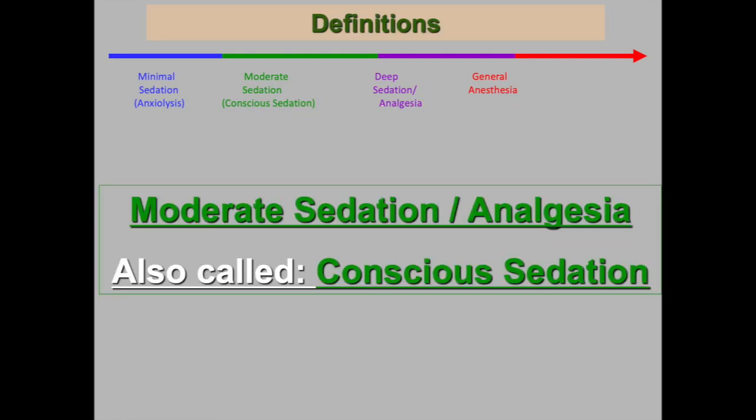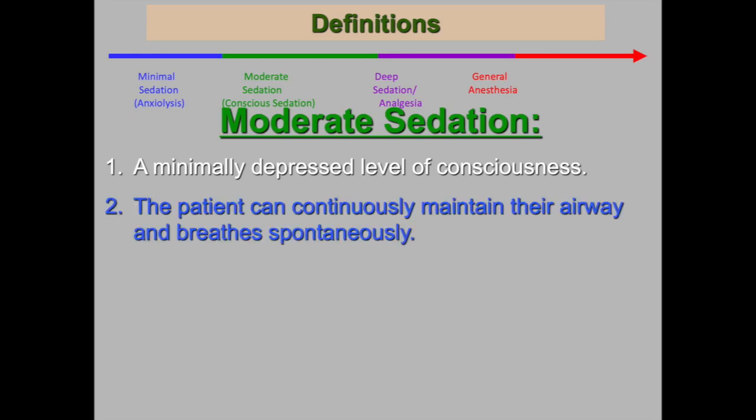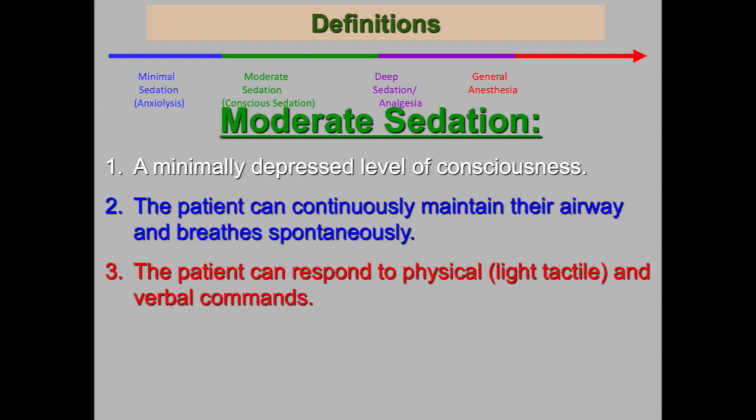Let's now talk about moderate sedation and analgesia. The old name for that was conscious sedation. So the patient with this level of sedation, they've got a little bit more minimally depressed level of consciousness. They still maintain their airway and breathe spontaneously. They can respond to any light touch and verbal commands to move their head, open their mouth, turn their head to the side, take a deep breath.